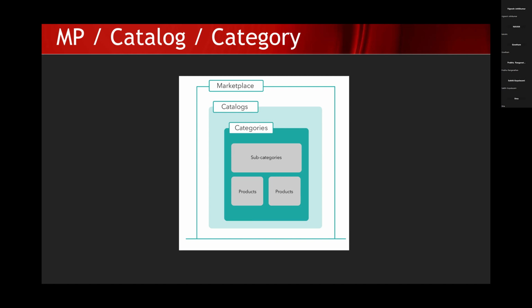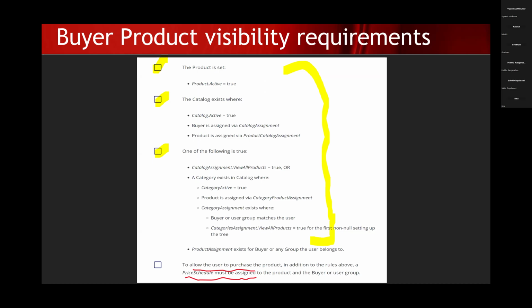There is product visibility, which is very important for the exam. So they might ask, a buyer is not able to see a product in a catalog. What is the reason? So for a buyer to see a product, these things are mandatory. The product should be set to active. The catalog must exist and have its flag set to active again. The buyer is assigned via catalog assignment. The product is assigned via product catalog assignment.